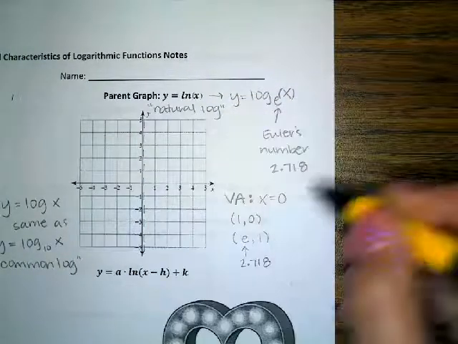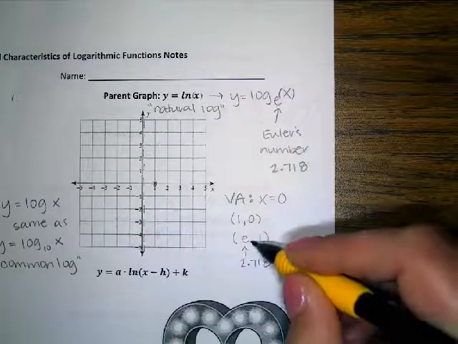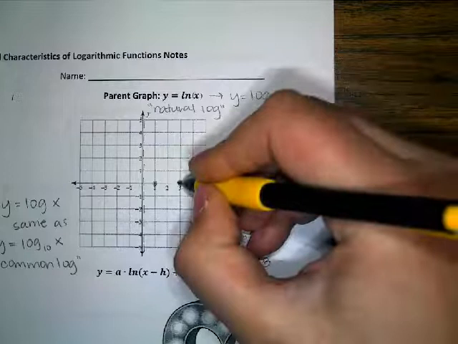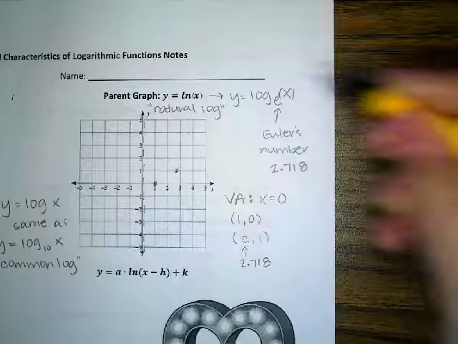And we have the point (1, 0). And then (2.718, 1). So approximately right there.